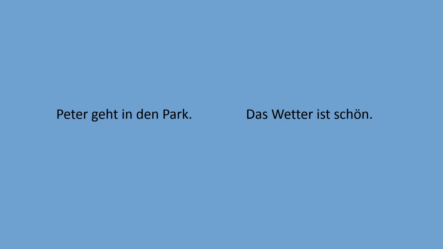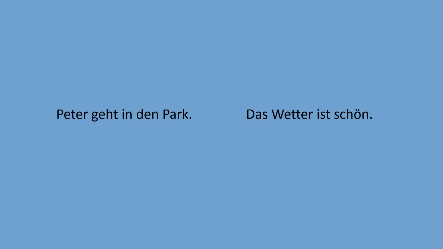So Peter geht in den Park. This will be my main clause, my main sentence, my main idea. And the second part, das Wetter ist schön, will be just an explanation. So that will be some kind of a dependent idea or dependent clause. So how can I do it?